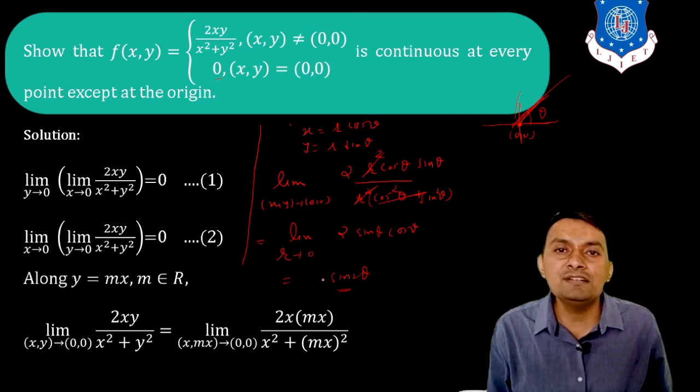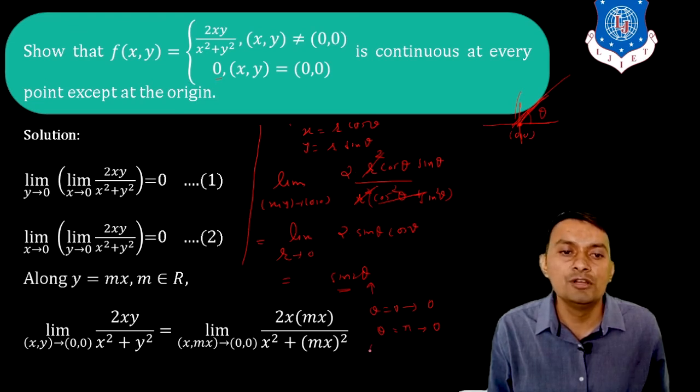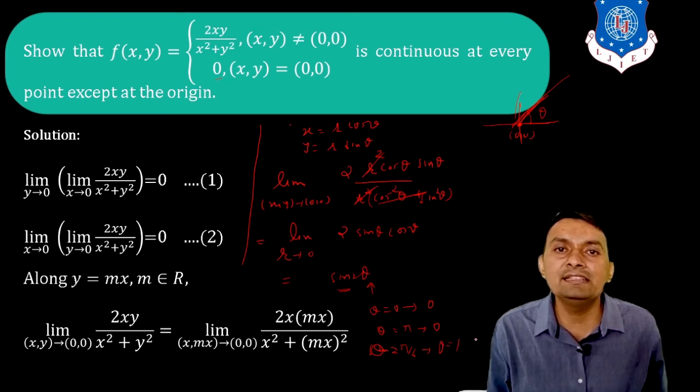But our path number 1 and 2 say the answer is 0. What about here? This answer depends on theta. If we assume theta is equal to 0, we get 0. If theta is equal to pi, we get sin 2 pi, which is 0. But if theta is equal to pi by 4, we get sin pi by 2, which is exactly 1. That means we are getting a different answer. It depends on theta, and therefore we can say that the limit does not exist.